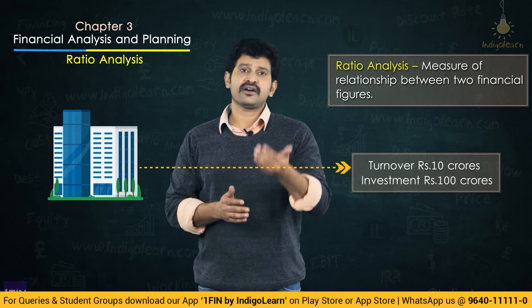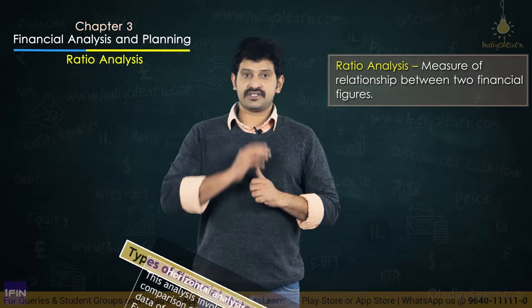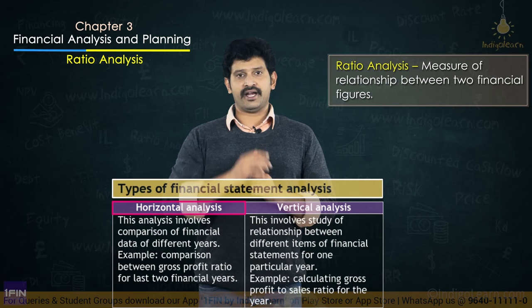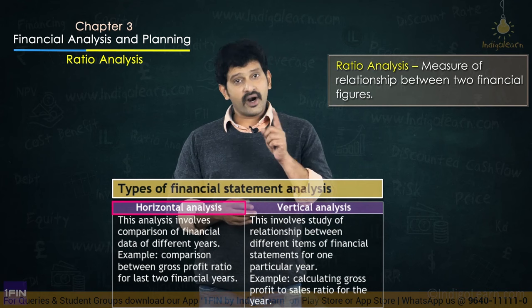How will we check? The analysis happens in two ways, either on a horizontal way or on a vertical way. Horizontal analysis means we will take one particular item and compare that item for years together. Say for example, we are talking about net profit. What is the net profit 3 years ago? What is the net profit 2 years ago? What is the net profit today? We will check like this.